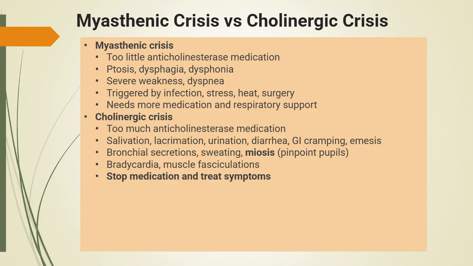Because both conditions involve profound weakness and respiratory distress, distinguishing between the two is crucial. A key sign of cholinergic crisis is bradycardia, excessive secretions, and gastrointestinal overactivity, which are not typically present in myasthenic crisis. In both conditions, however, respiratory failure is the major concern, and patients require immediate medical attention. As nurses, recognizing the early signs, identifying medication issues, and notifying the healthcare team promptly can prevent respiratory arrest and save lives.